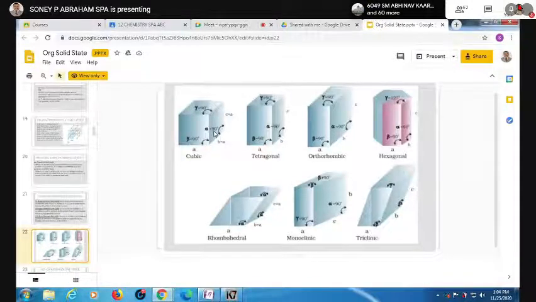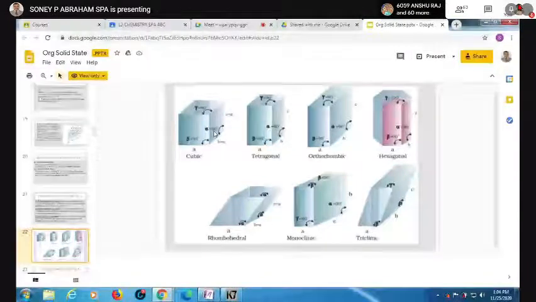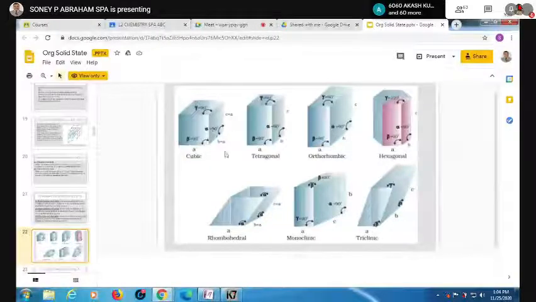And when you are talking about monoclinic structure, monoclinic will have two types: primitive and end centered. Then hexagonal will have only primitive. Rhombohedral will be primitive, and triclinic will also be primitive.